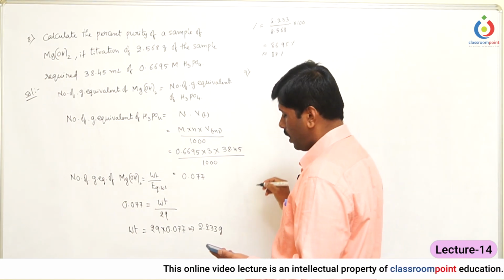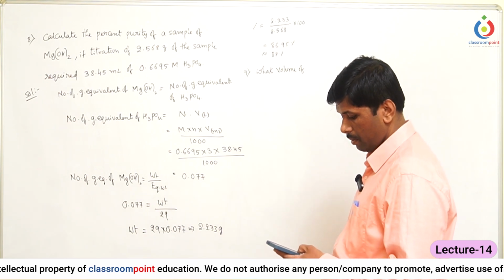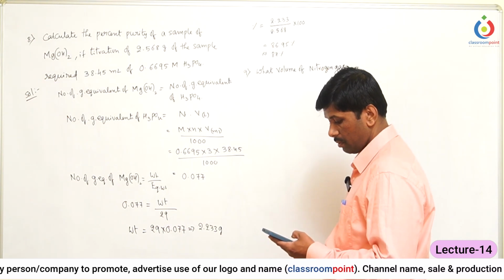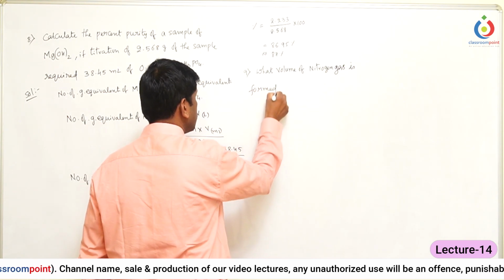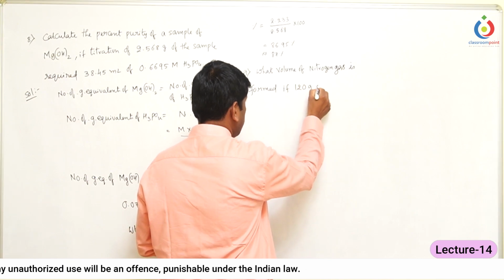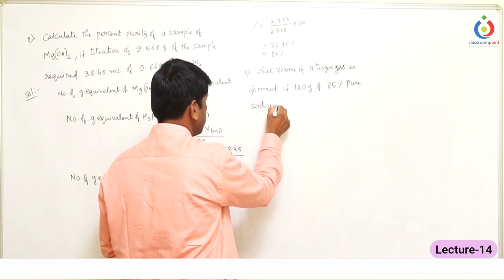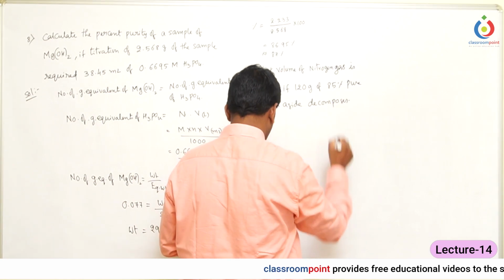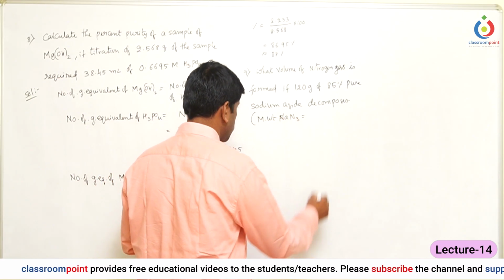So let's see the next question. What volume of nitrogen gas is formed if 120 grams of 85% pure sodium azide decomposes? Sodium azide molecular mass is given. Molecular mass of sodium azide, NaN3, is equal to 65.